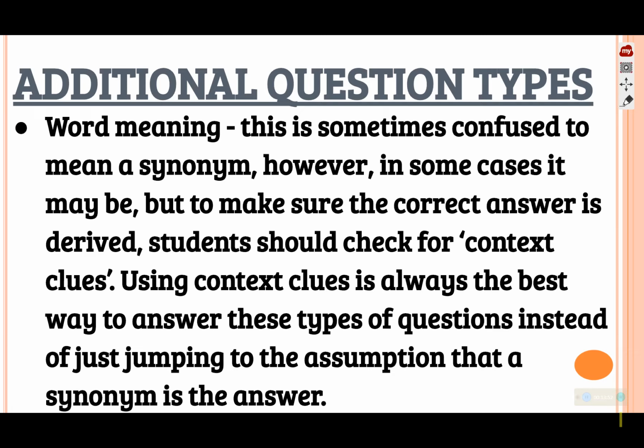Okay, so again, context clues works like that. If you remove the word and you put your word in there that you assume to be the meaning, the sentence should read and mean the same. So that is word meaning, okay, using context clues.